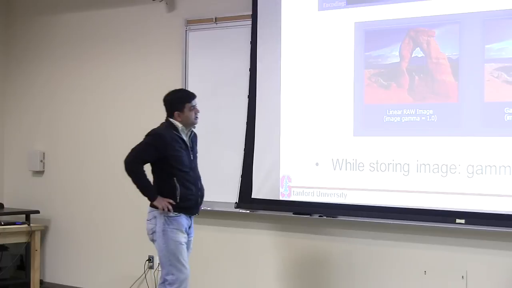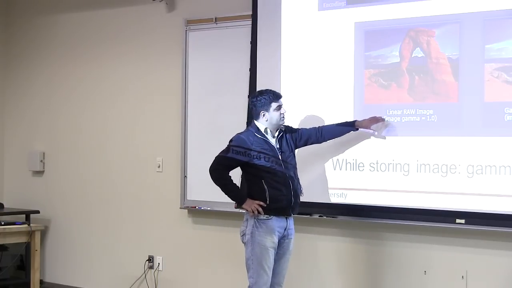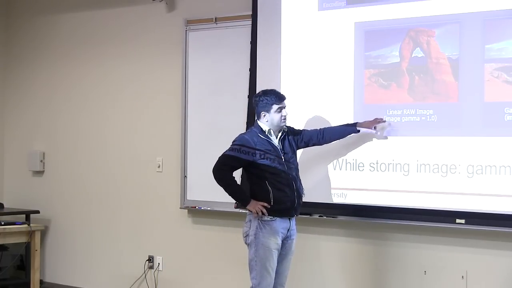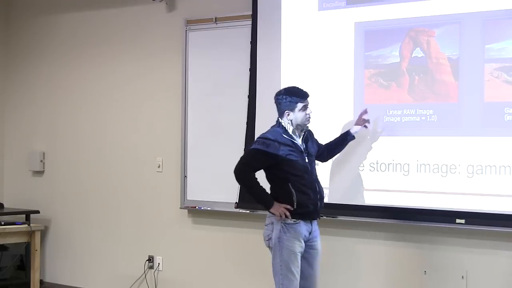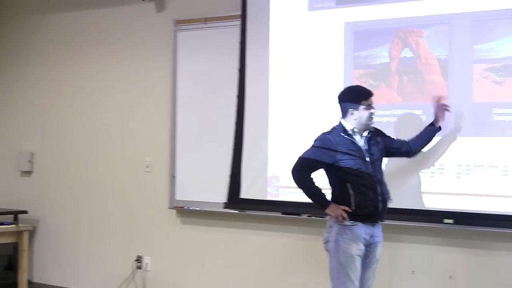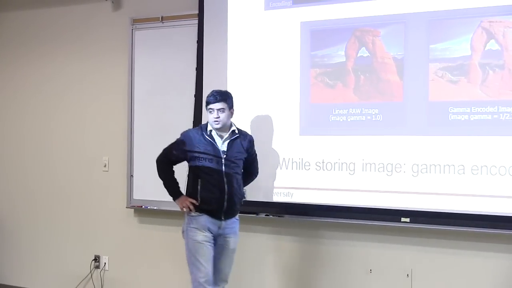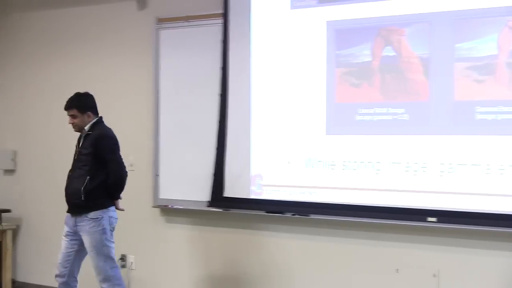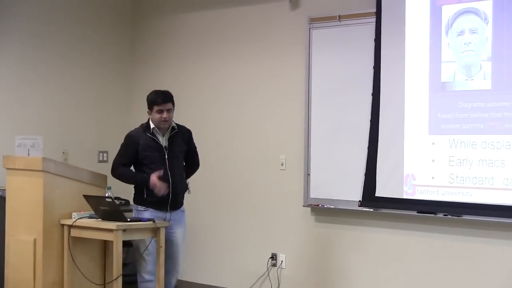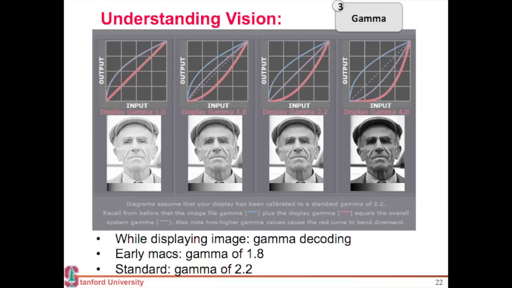So this is a raw image from your camera. If you store it as a raw image in your camera, it's just stored as it is. But if you store it as a JPEG, it encodes it and stores it with this gamma of 2.2. And then you have to do this decoding back when you want to display it. So when you want to display an image, again you need to multiply it by that exponent.